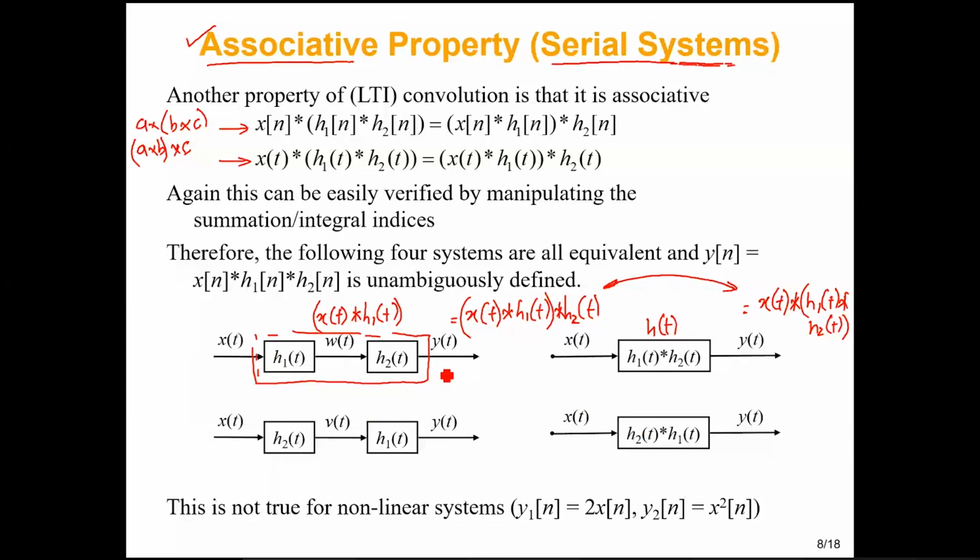And even if we have more than two systems, maybe 3, 4, 5 systems, h3, h4, h5 in series, then we can reduce all those serial systems into one single system, and the impulse response of that single system would be the convolution of all the individual impulse responses. So instead of having multiple series systems, we can have one single system whose impulse response is given by the convolution of their individual impulse responses. So that is known as the associative property.